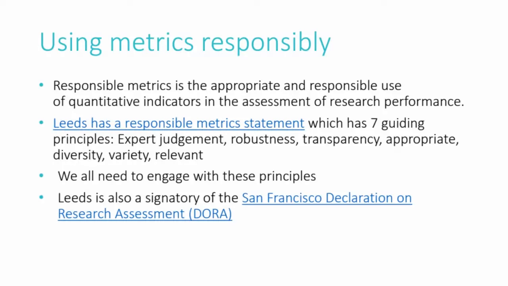We have a responsible metrics statement here at Leeds. I've put the link to that in the slides. And we all need to engage with those principles when we're using metrics. We're also a signatory to DORA, which is the San Francisco Declaration on Research Assessment. So again, that lists out how we can use metrics responsibly. For example, we shouldn't be assessing an author or a researcher on where they are publishing. So we shouldn't be looking at journal impact factors and assessing an author's research based on where they are actually publishing their research. We need to be looking at the individual research.